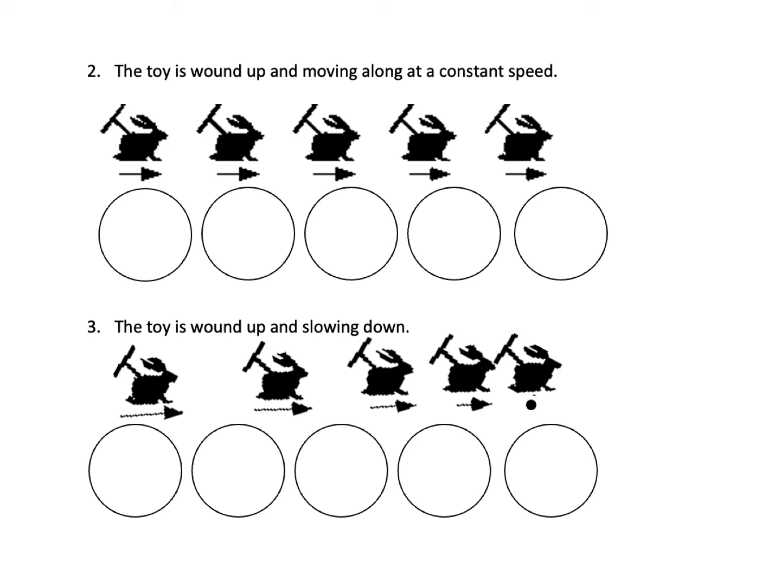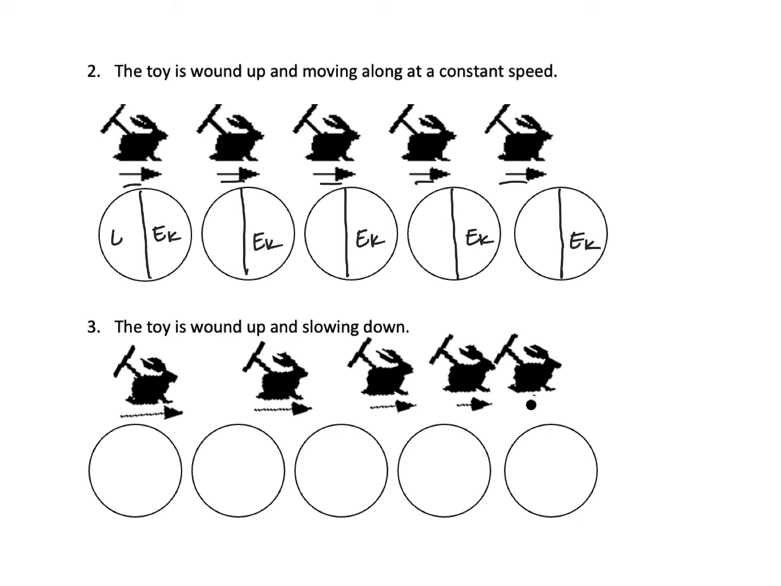Now on these next two, it's still the same toy, but now they're going to be slightly different scenarios. So the toy is wound up and moving along at a constant speed. This is a constant speed, so I know that my kinetic energy should stay the same the whole time, because it's the same toy, it's got the same mass, and the speed is the same, and those are the two factors that affect the kinetic energy. So I'm going to make half of this kinetic. I'm going to do that on all of them because I know the kinetic energy has to stay the same.